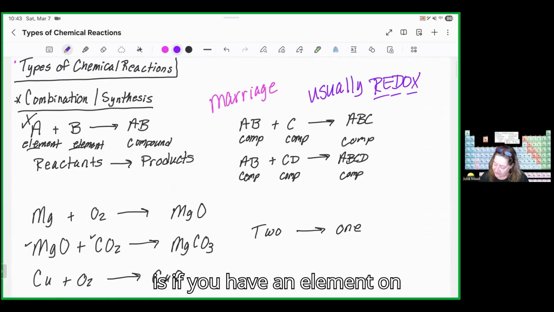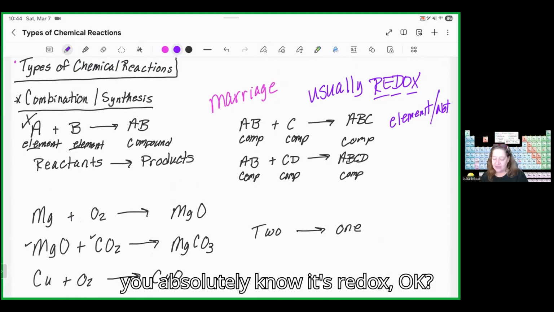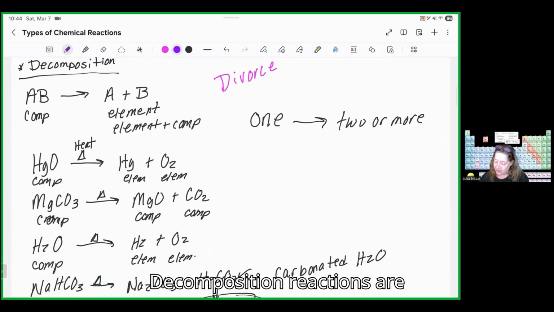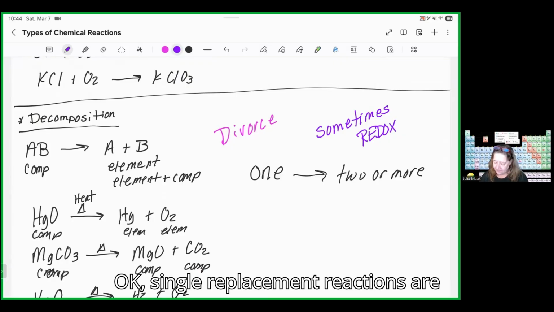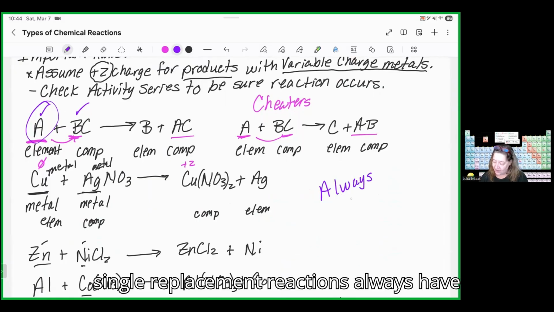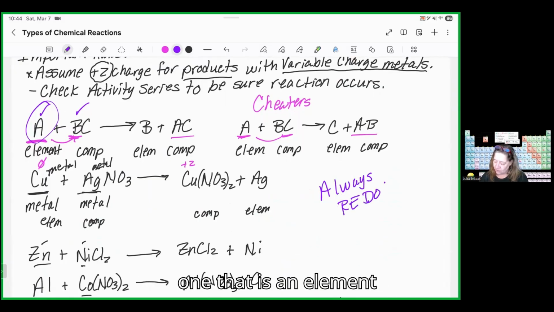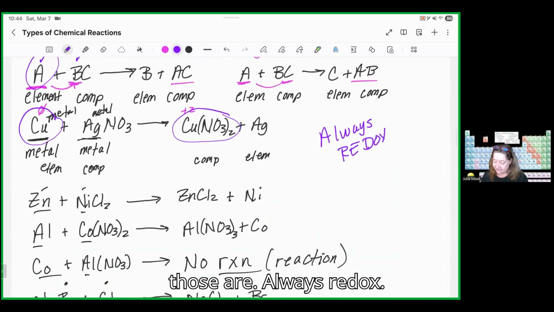The way you know it's a redox is if you have an element on one side and it is not an element on the other side. That's how you absolutely know it's a redox. Decomposition reactions are sometimes redox. Single replacement reactions are always redox reactions, because single replacement reactions always have one that is an element on one side and it's not elemental on the other side. That's ionic. So those are always redox.